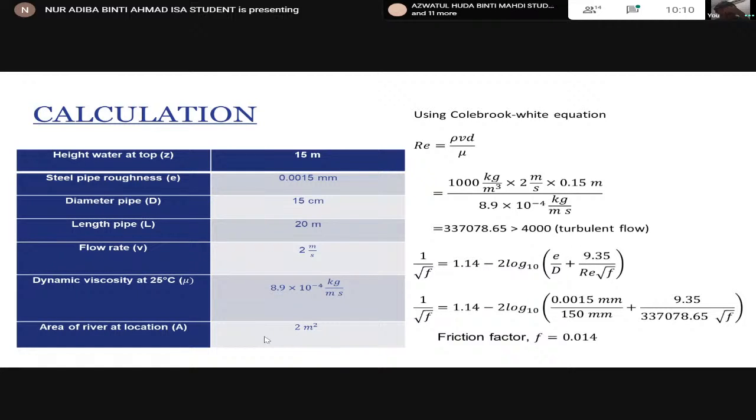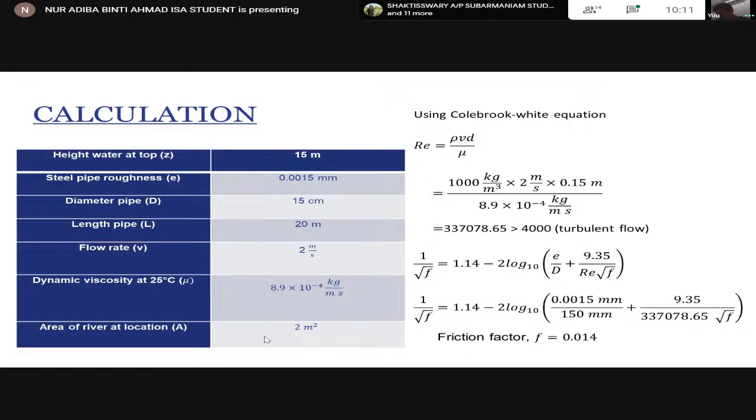Now we go through to the calculation. From the table, for the reference, we have the height of water at the top of 50 meters. We use a steel pipe, roughness is 0.0015 millimeter, and the diameter is 15 centimeters. Pipe length is 20 meters. Flow velocity is 2 meters per second, and dynamic viscosity at 25 degrees temperature for the river. And the area at the specific location is 2 meter square.